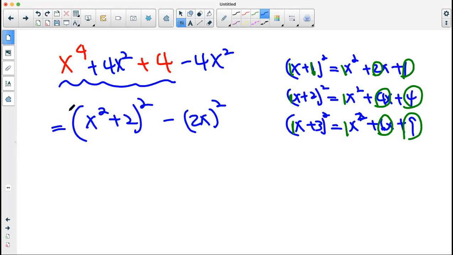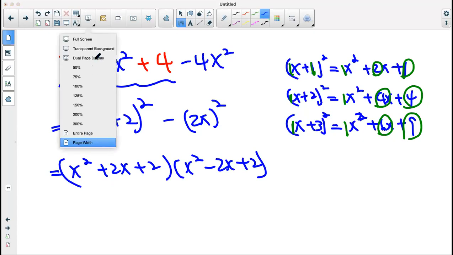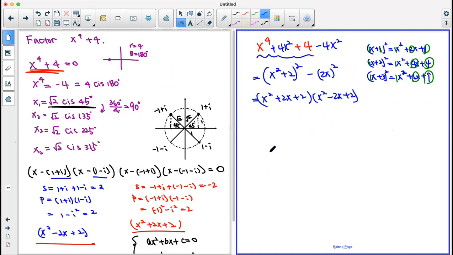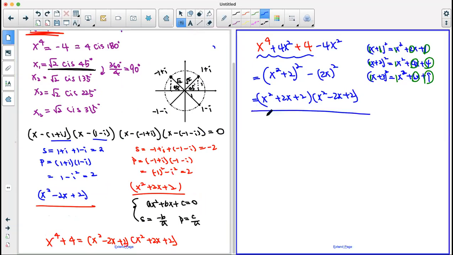Whoa, what do I have? I have a difference of perfect squares here, don't I? So no wonder this one now becomes x squared plus 2x plus 2, and the other one is x squared minus 2x plus 2. I just changed the order. Look at that, guys. Can you see that they are the same?